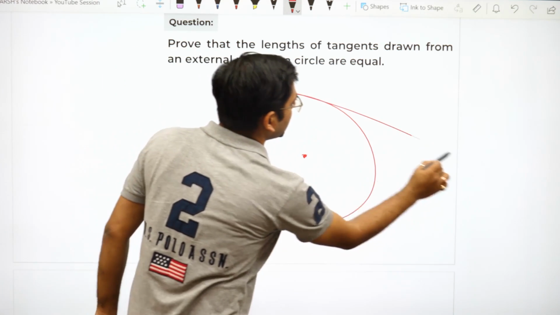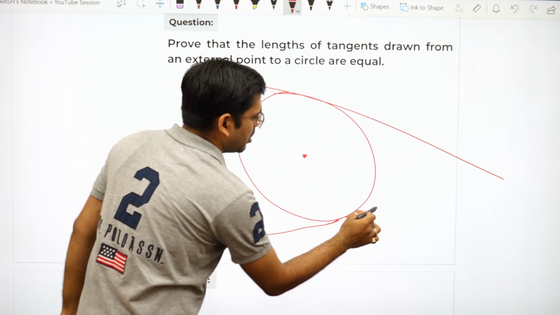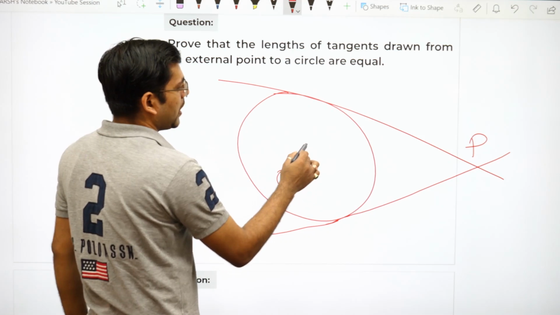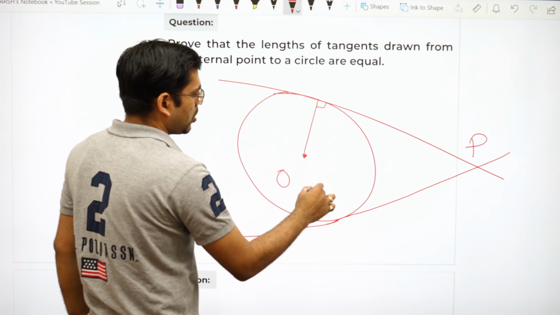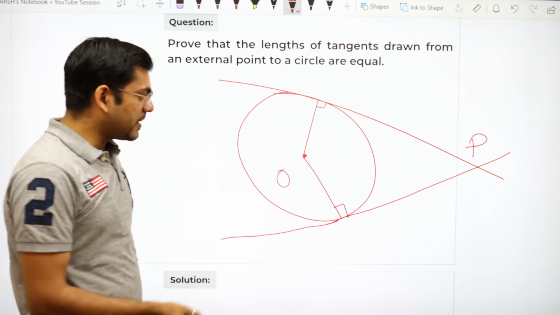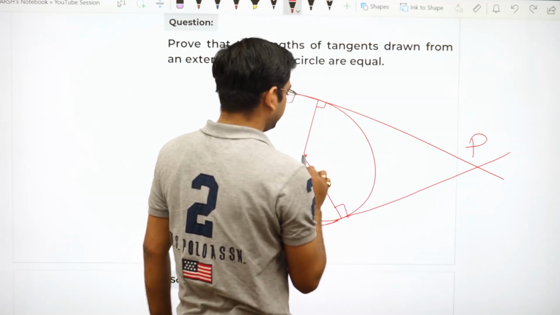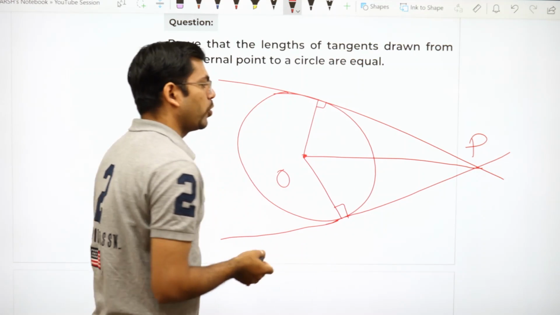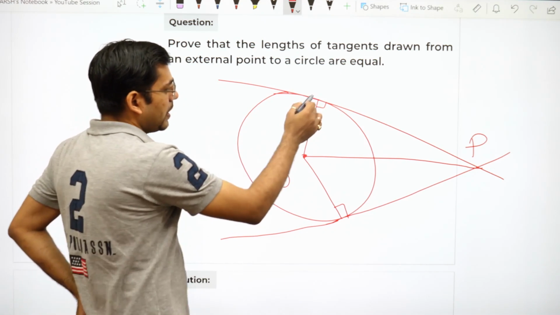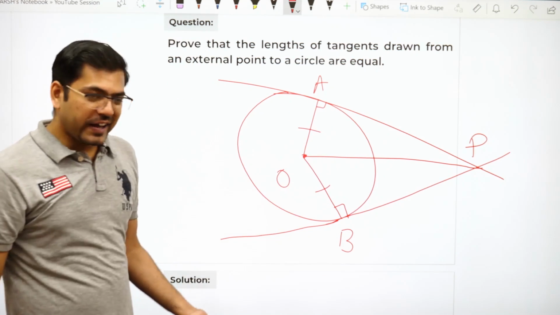So draw a tangent and draw this tangent. Just trying to touch. Now this is P, this is O. From here draw a perpendicular. From here draw a perpendicular. Both the perpendiculars will be the radius itself. Now join this point. Once you have done this, I guess the answer is clear. How? Say this OA and OB. So OA and OB will be equal because they are radius.